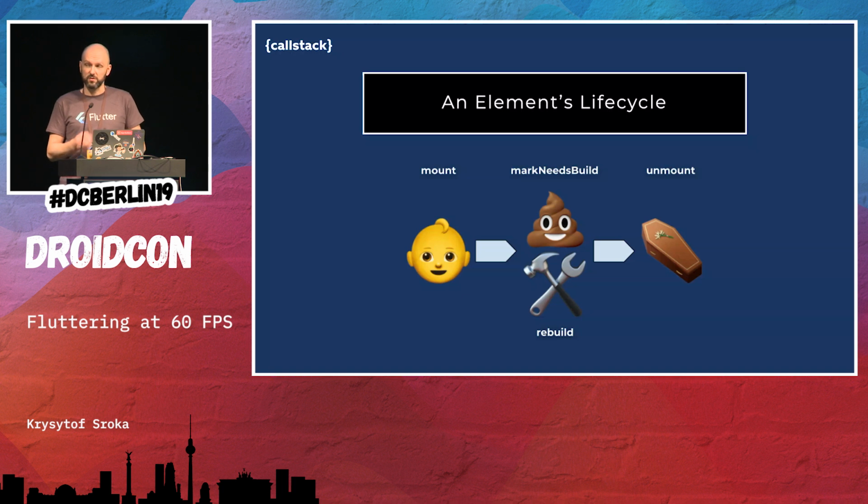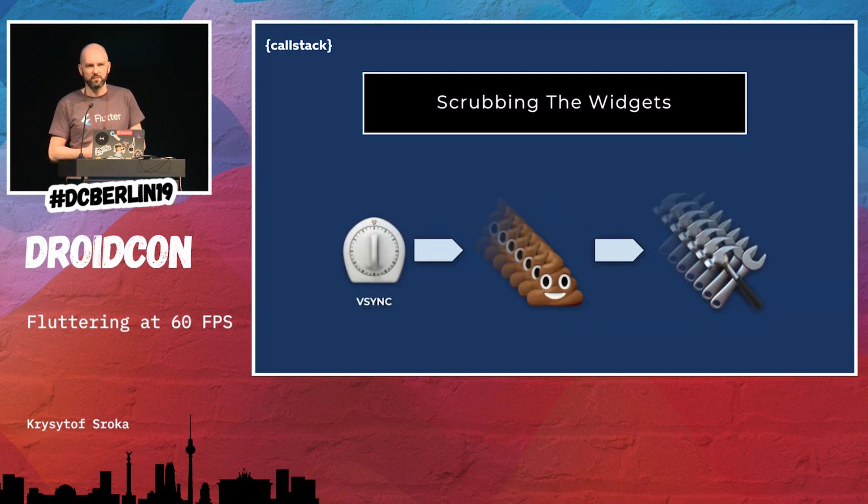I'll soon explain how this ties to widgets themselves. And there's an end of life for an element, which is being unmounted from a tree. Once an element is unmounted, you can no longer use it, and Flutter will try to scream at you if you do.